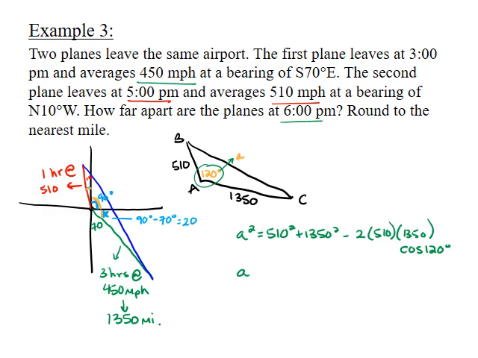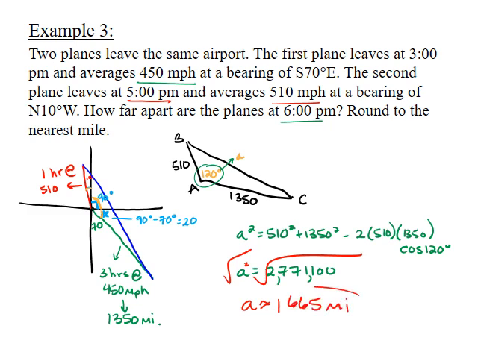So A squared is, I think that's actually exact, 2,771,100. Then we'll take the square root of both sides and find that A is approximately 1,665 miles. So if I were answering this question, I would say the two planes are approximately 1,665 miles apart.